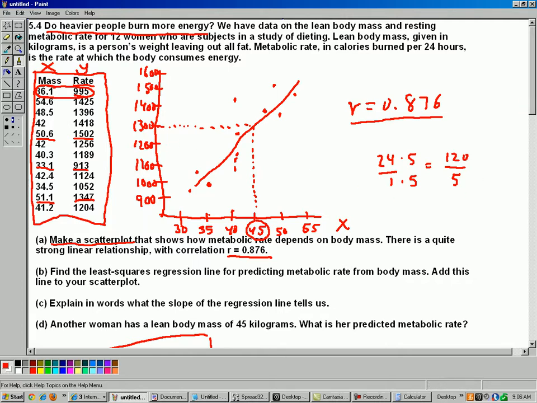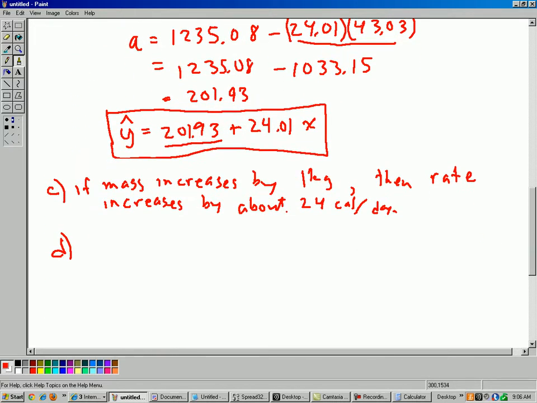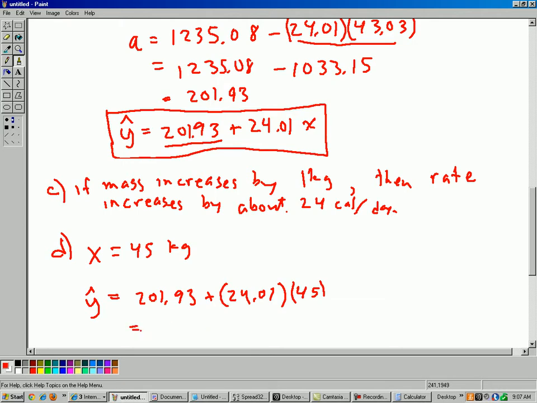But we can do better because we actually have a formula now. And so here's our formula right here. So just x equals 45 kilograms, and just plug it in right in here. So I'm going to have y hat, which is the predicted metabolic rate for this person, is 201.93 plus 24.01 times x, which is now 45. And just do that computation there.